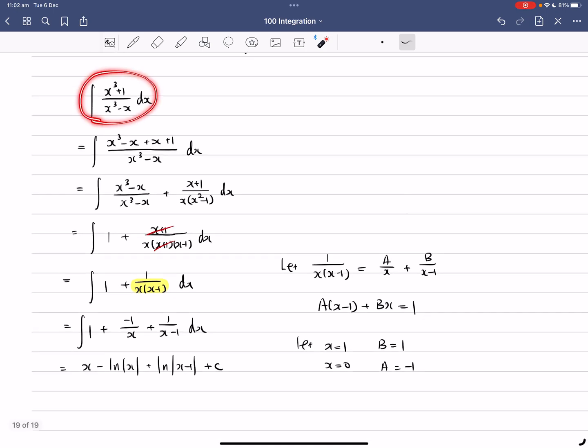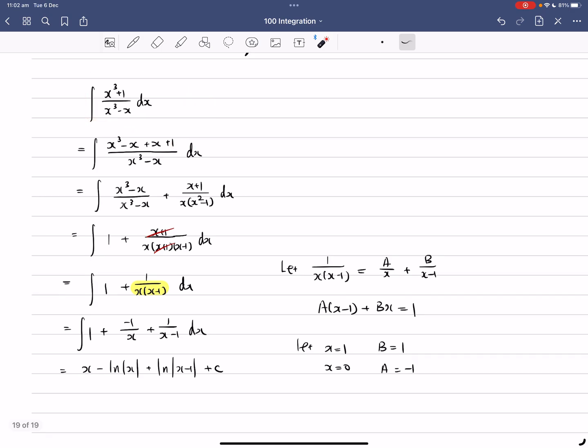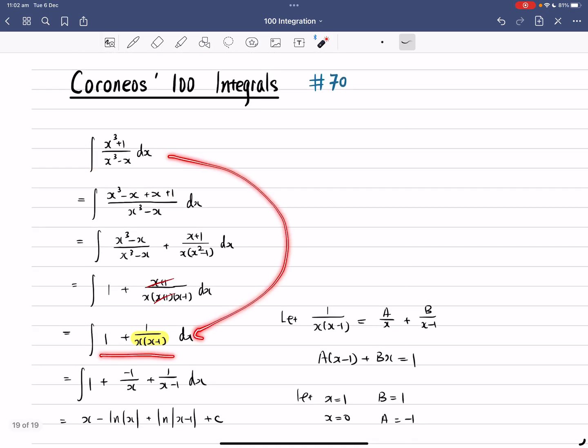So yep, this question can be done using algebra manipulation first, then you change the fraction into a simple fraction here, which you can use the partial fraction to solve this problem.